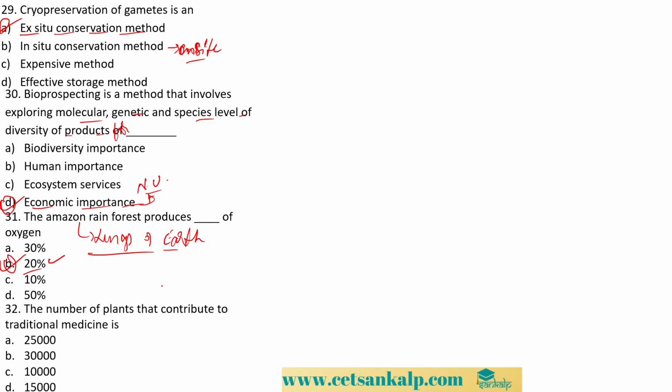The next question. The total number of plants that contribute to traditional medicine is 25,000, 30,000, 10,000, or 15,000. The answer, we discussed this, is 25,000, right? Yes, 25,000 plants contribute to traditional medicine, and 25% of the commercial drugs in the market are actually derived from the plants.